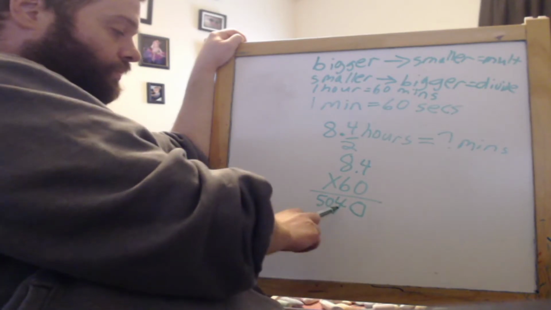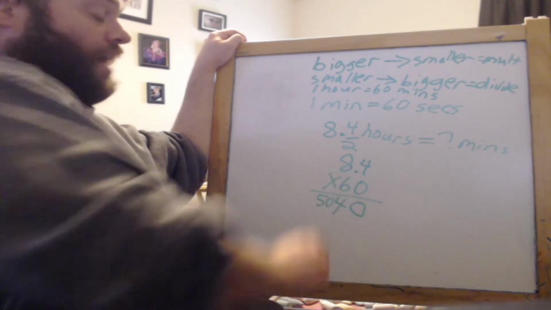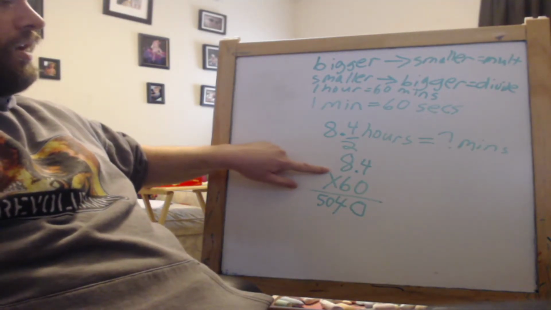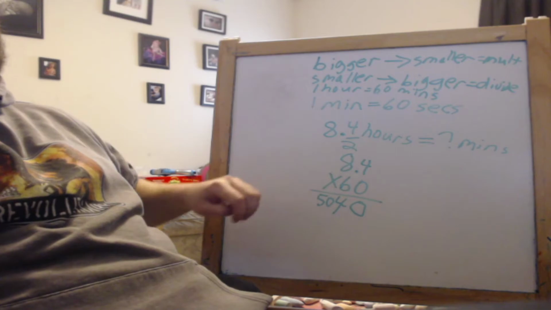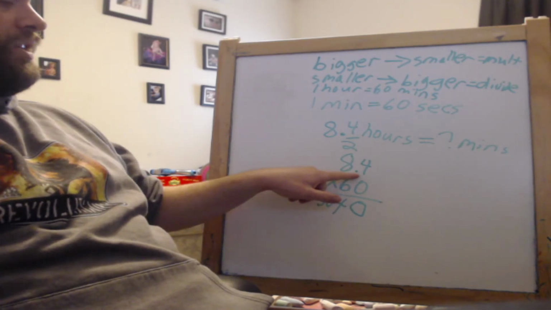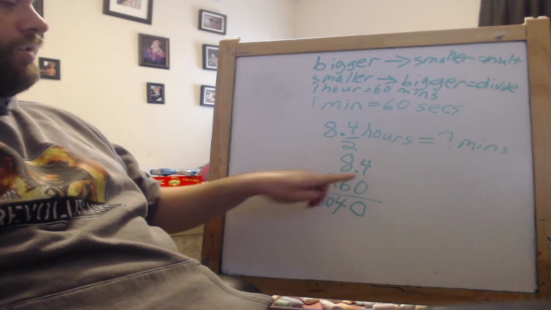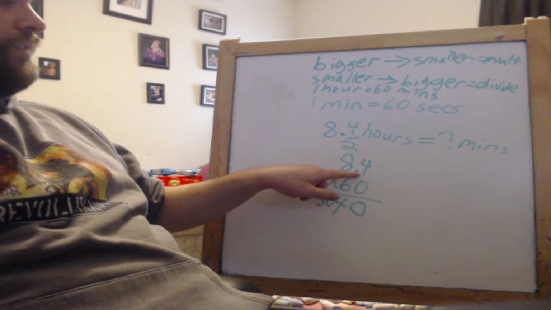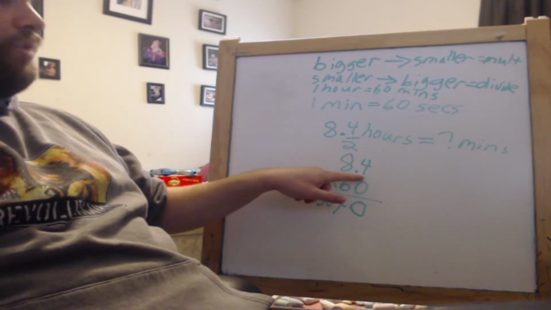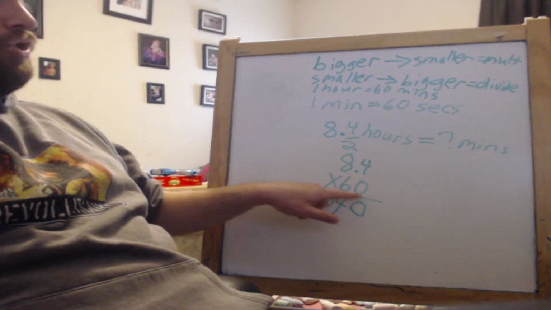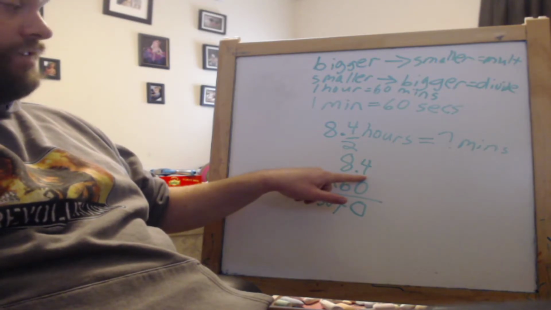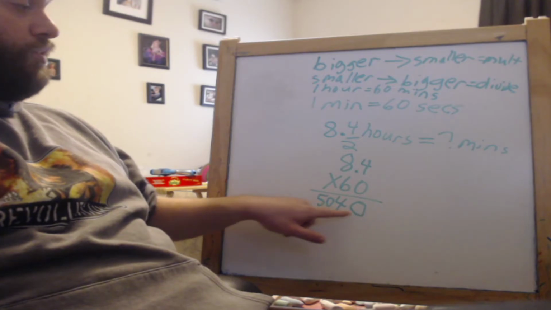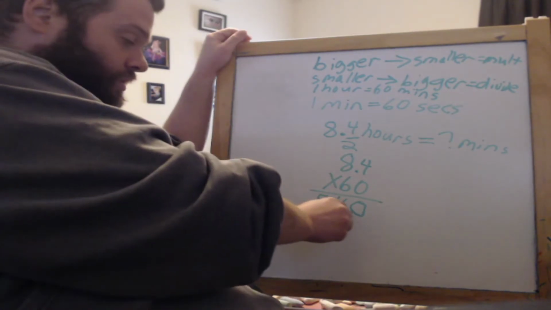Okay, now right here, the decimal, when you're actually multiplying, right? When you're multiplying with decimals, you can pretend like the decimal's not there. But to figure out where you need to put the decimal, you just need to count how many numbers in both numbers are after the decimal. So in this case, there's no numbers after the decimal in 60, and there's one number after the decimal in 8 and 4 tenths, or 8.4. So I have to move the decimal place over once.